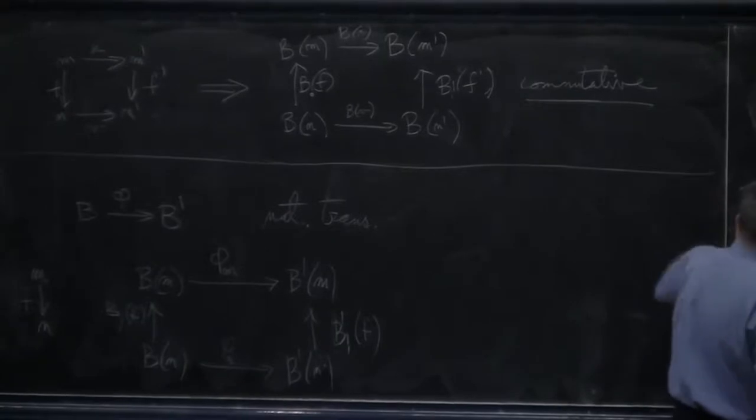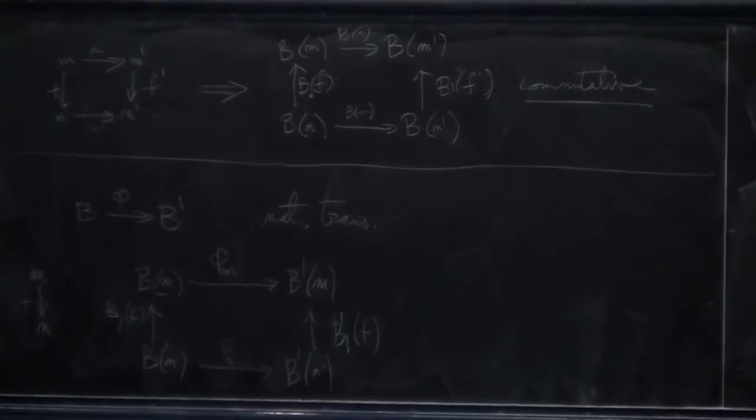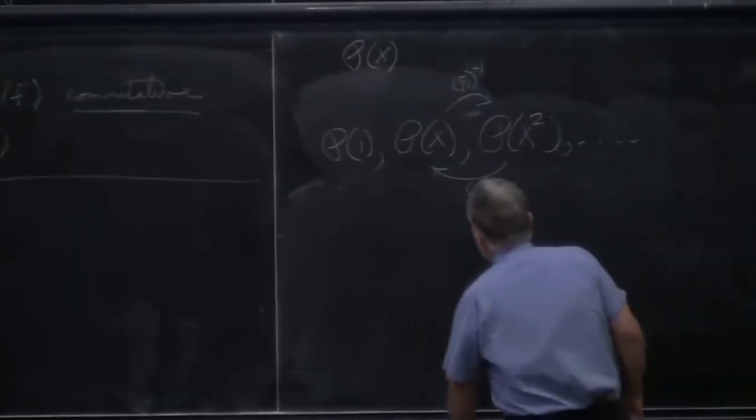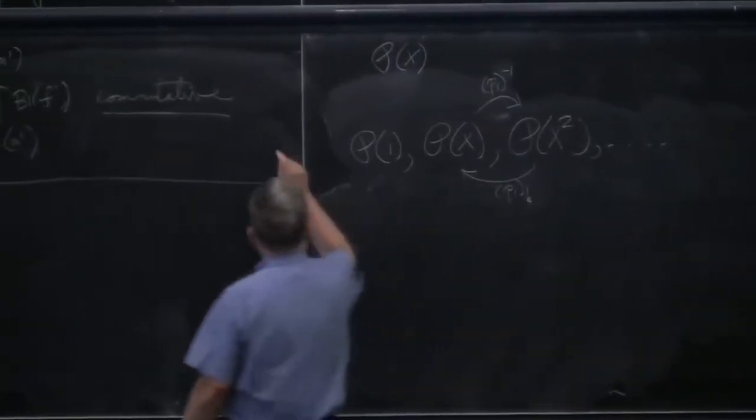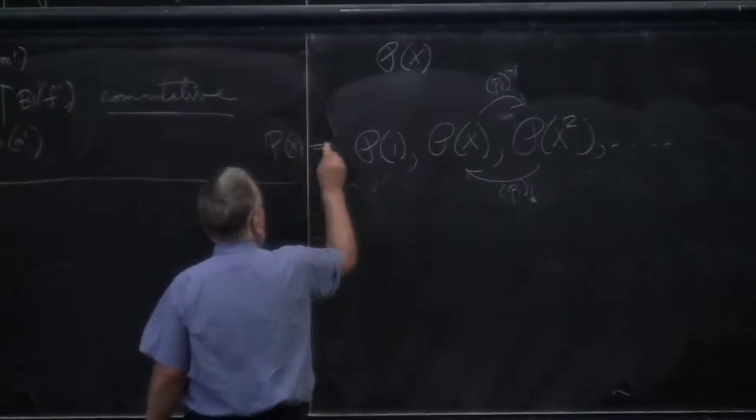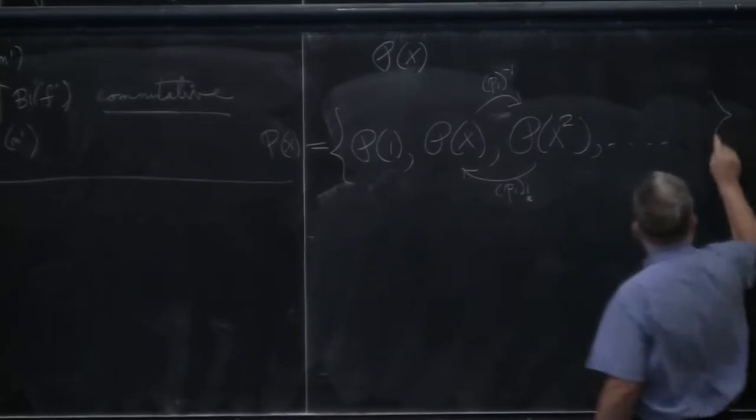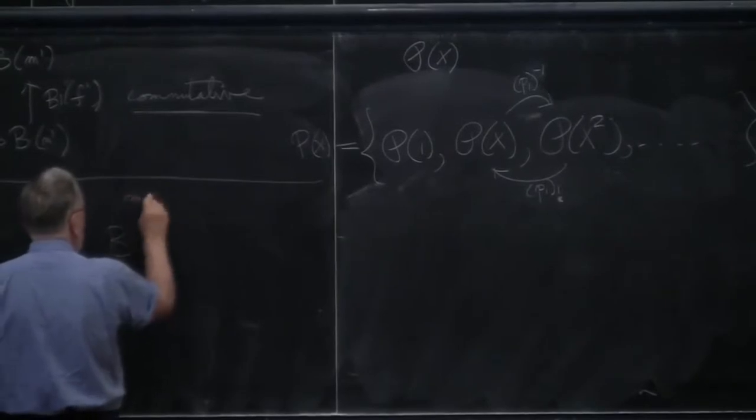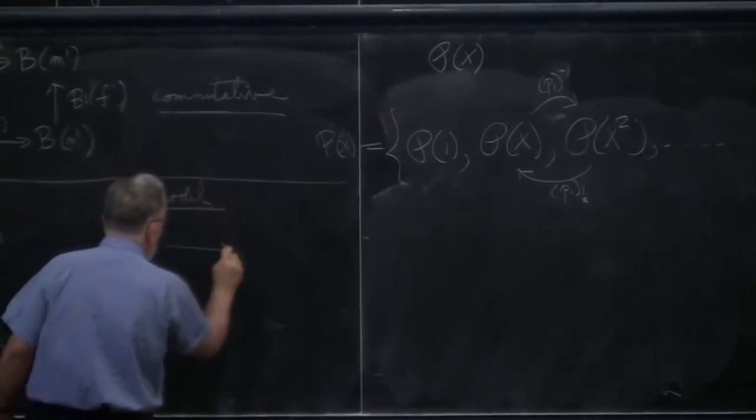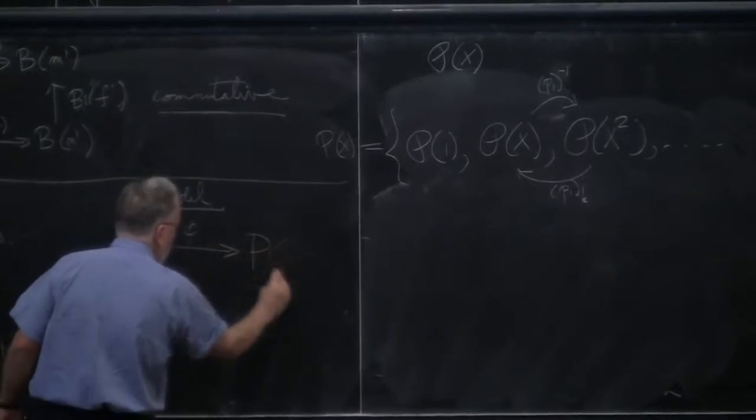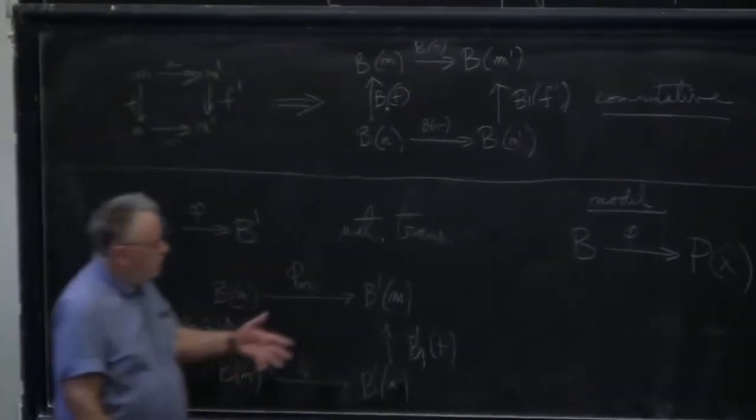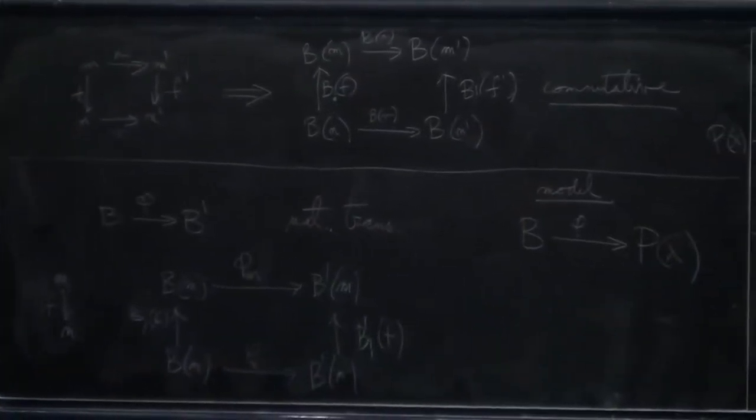Now, an example of such a theory is this. Given a set X, you have naturally a theory, which I call P(X), and a model of B in Set is a homomorphism in this sense into P(X). So there's a notion of model. That's the classical notion of model of a first order theory.